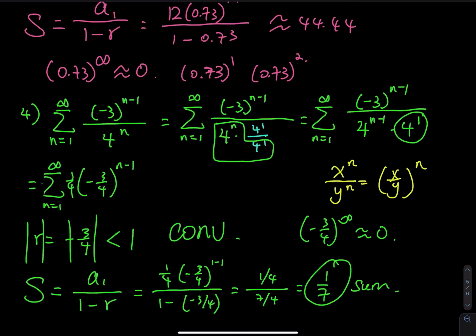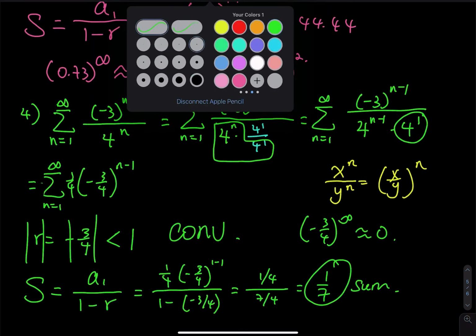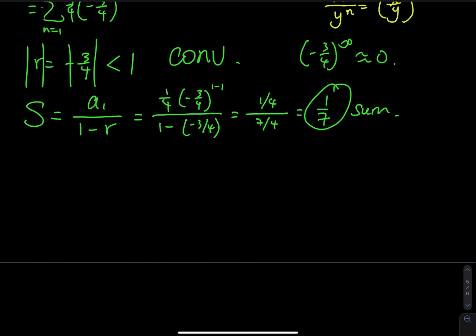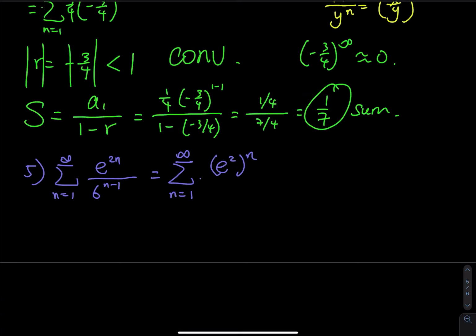And then we have number 5. Let's use another color for number 5. We have the sum, n goes from 1 to infinity, of e to the 2n divided by 6 raised to n minus 1. I picked this problem because I want you to practice the exponent. So that is e squared, the whole thing raised to the n. And then the bottom is 6 to the n, and then 6 to the negative 1.